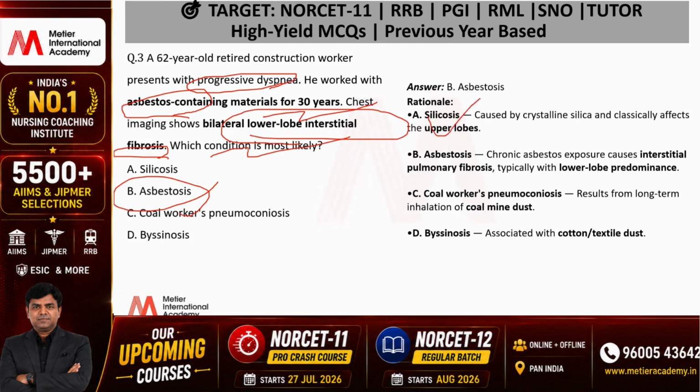Okay, so here the right answer is asbestosis. Silicosis is common in the stone cutting area, stone blasting area, quarry, mining area. Those who are working with asbestos containing material are prone to asbestosis.